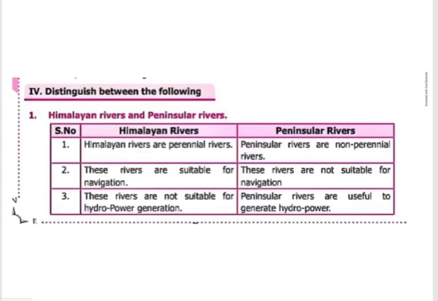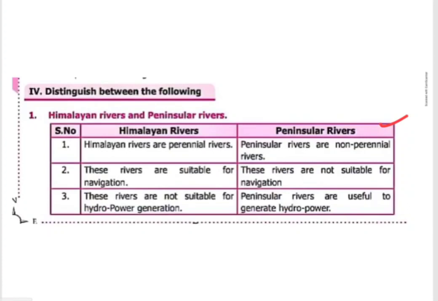The next one, distinguish between. So first to answer, Himalayan rivers as well as the Peninsular rivers. Just before, I told the children, Himalayan rivers are perennial rivers, like that we learned. Throughout the year water will be there because it originates from the snowy mountains. At the same time, peninsular rivers are non-perennial rivers. They are not perennial rivers, like that it is given.